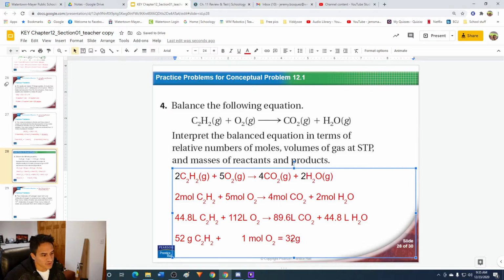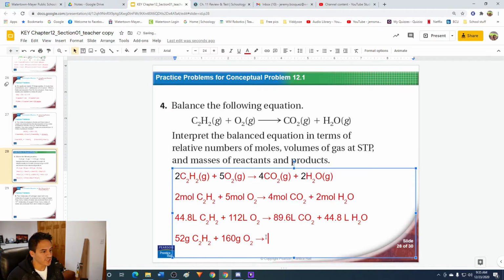But we have 5 moles, so we got to multiply that by 5. So we're going to take 5 moles times that by 32 grams, and that will get us our mass for the O2. So 5 moles times 32, that is 160 grams of O2. So there is that mass.